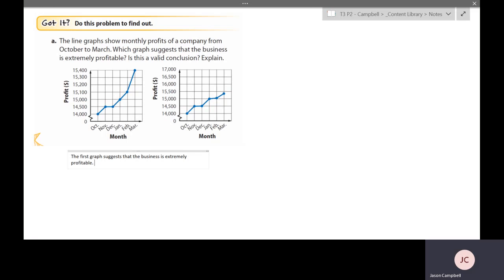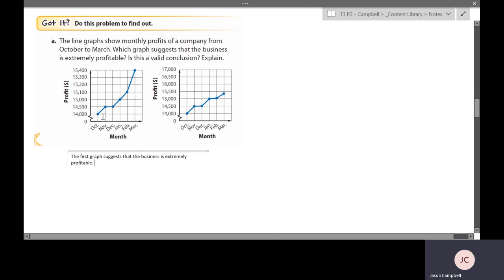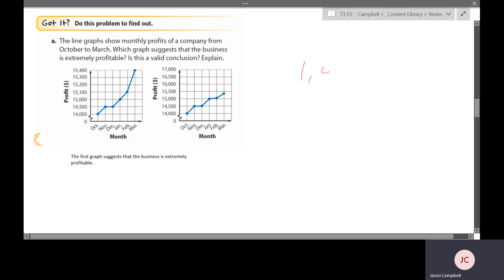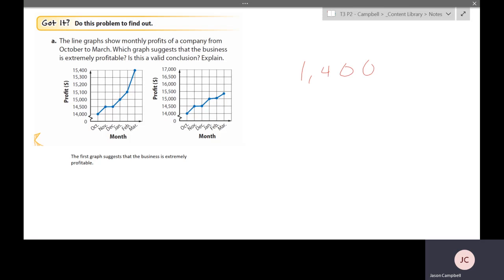It says, is this a valid conclusion? Explain. Well, the business from October to March just went from $14,000 profit to $15,400 in profit, which is an increase of only $1,400. So it only increased by $1,400 over 1, 2, 3, 4, 5 months.